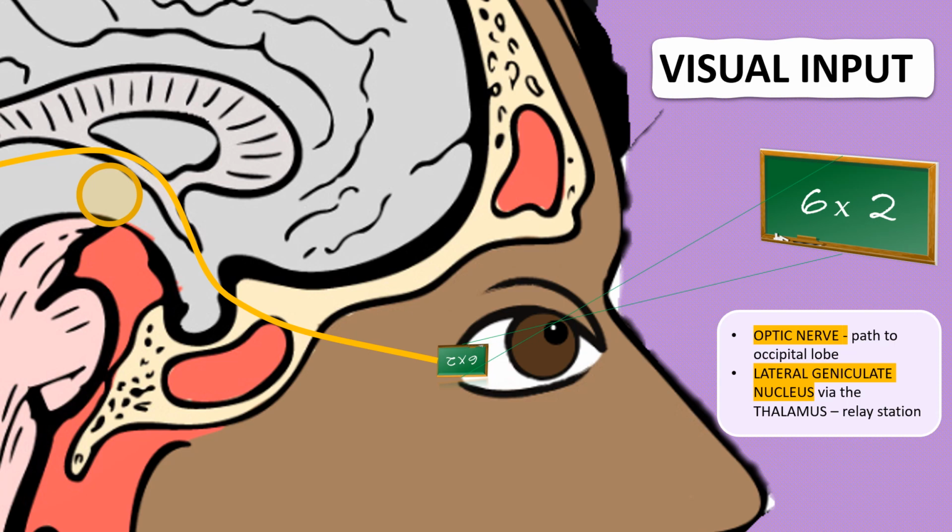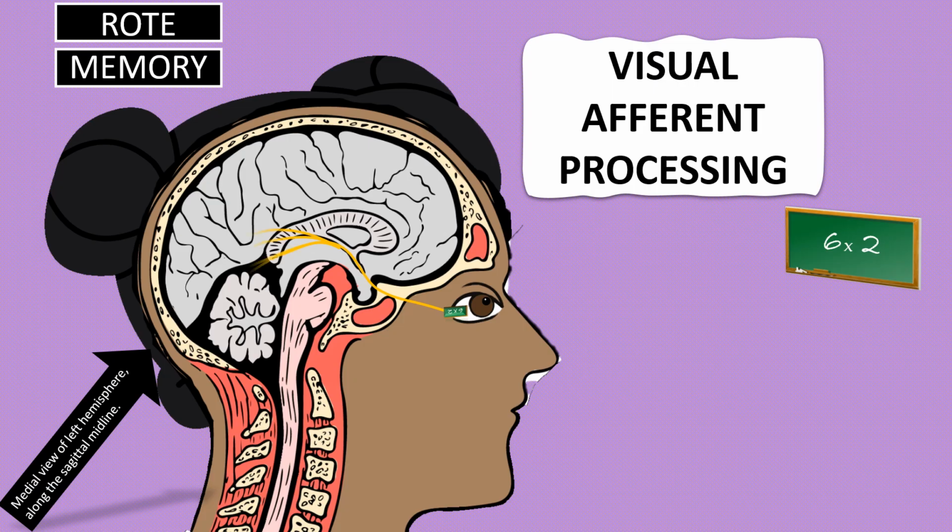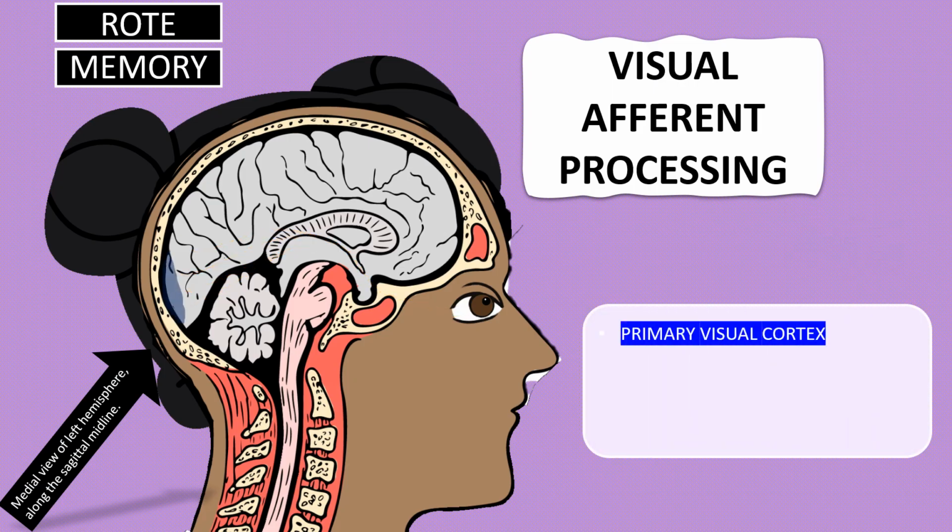This is where raw visual afferent or input information is organized before radiating out to the appropriate regions in the primary visual cortex of the occipital lobe. From the medial or middle presentation of the left hemisphere, we can see here, the primary visual cortex is in the most posterior position on the occipital lobe.